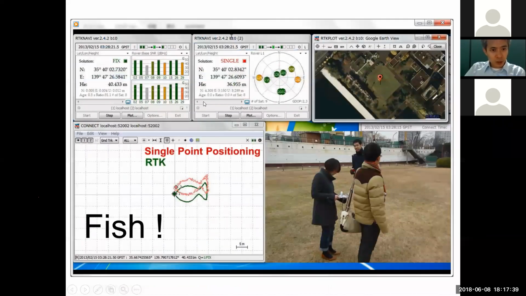Here, also, many years ago we tested RTKNAV using a little bit better antenna, a Novatel antenna and Novatel receivers. So this is fixed compared with single point positioning. You can see 3 or 4 meters deviation. Of course, RTK is much more accurate. So here is our campus. It's a small yard.